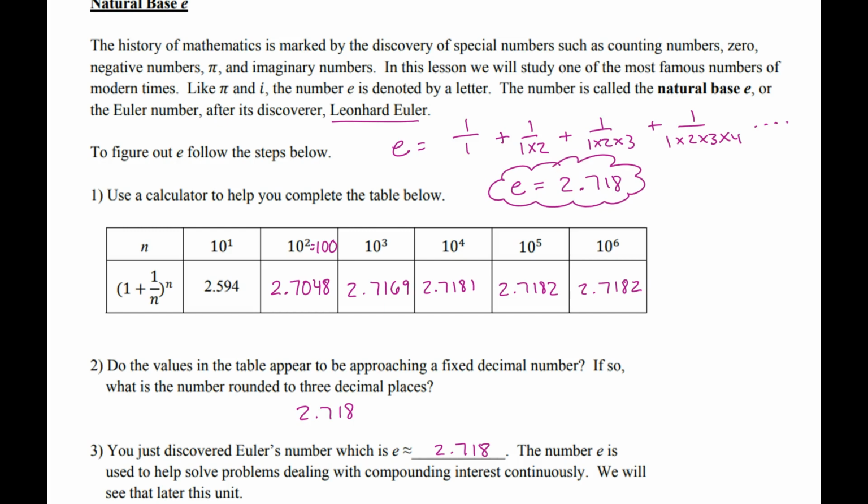Now, E is called the natural base. The reason it's called that is because there are many things in nature that utilize this number E. Cell decay, when you're trying to find cell decay, you use E. When you're trying to find growth and decay, you can use E. When you're trying to find half-lives, you use E. So that's why it's called natural, because a lot of things in the natural world, when you're trying to calculate decay and growth and half-lives, you use E.